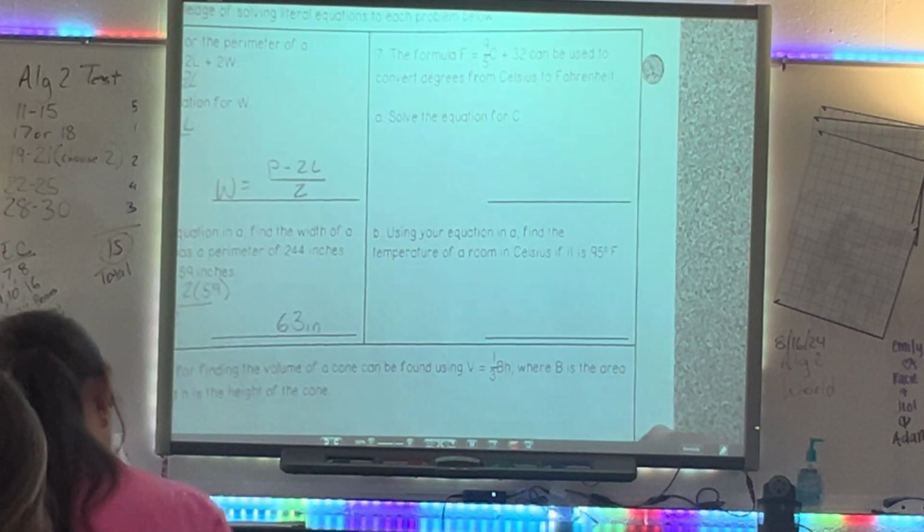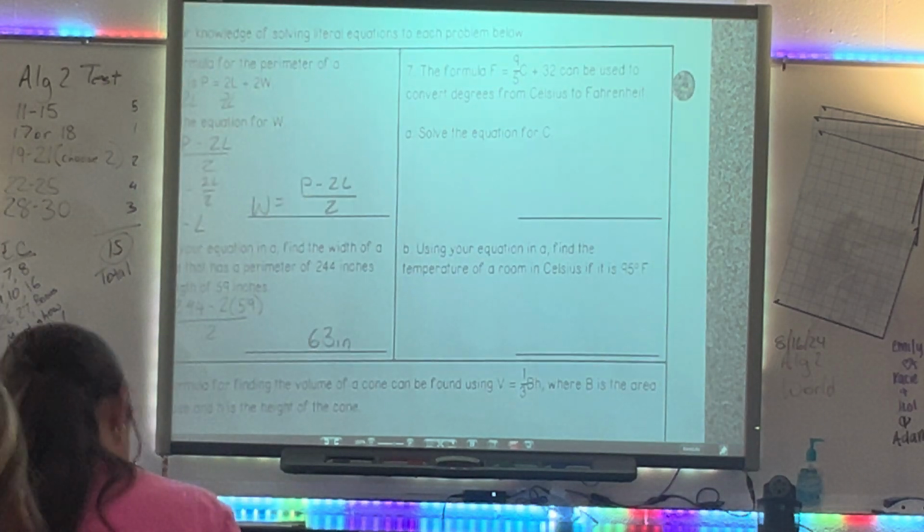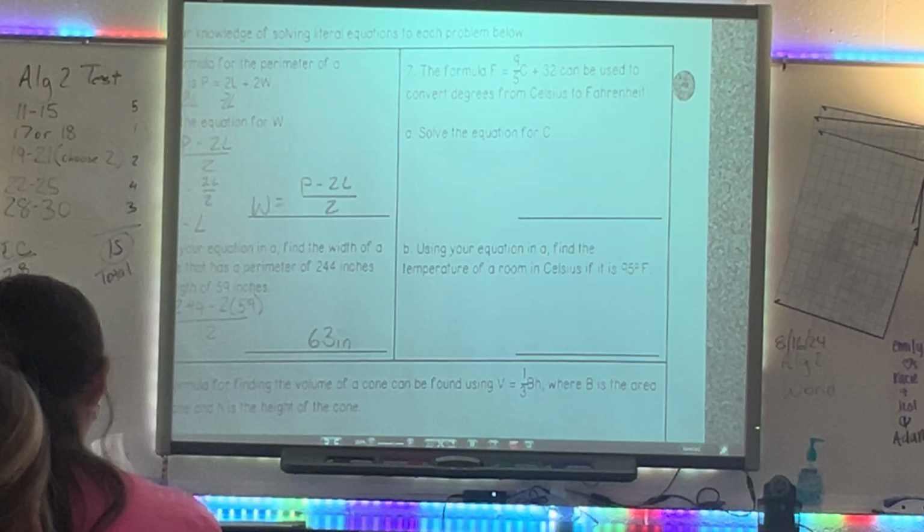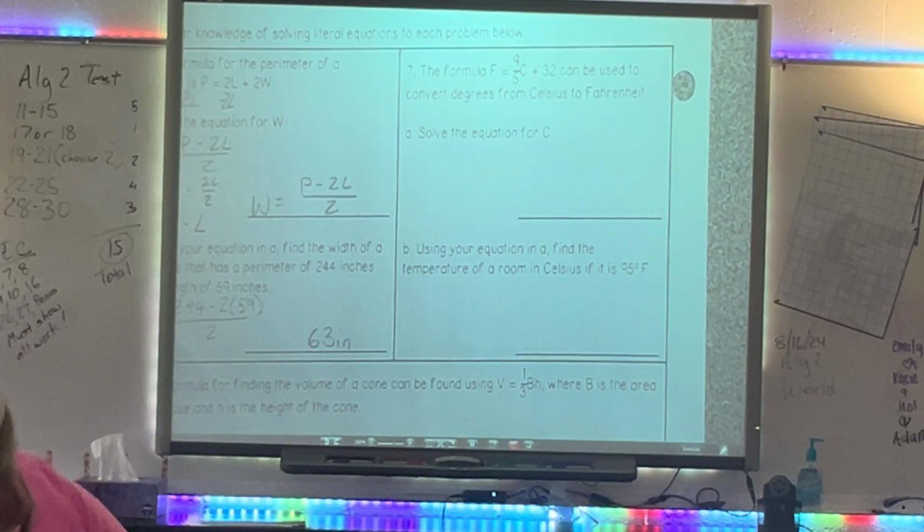Alright, here, the formula for Fahrenheit is 9/5 of Celsius plus 32.